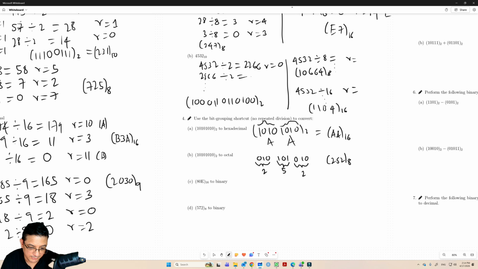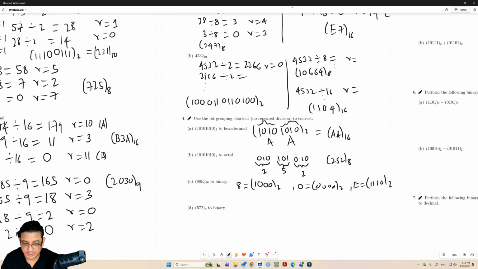Okay, so same thing if we're going to transform this 80E base 16 to binary, we're going to replace each of the hexadecimal digits with its binary number. So for example, 8, the representation in binary is going to be 1, 0, 0, 0 on base 2. And 0 is just going to be 0, 0, 0, 0 on base 2. And E is going to be 1, 1, 1, 0 on base 2.